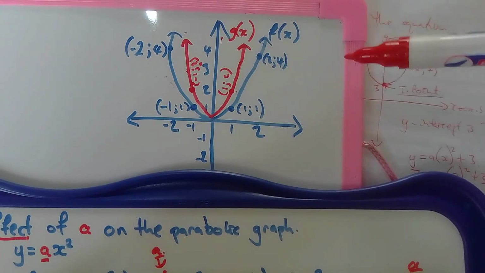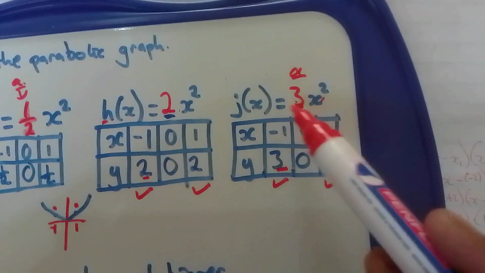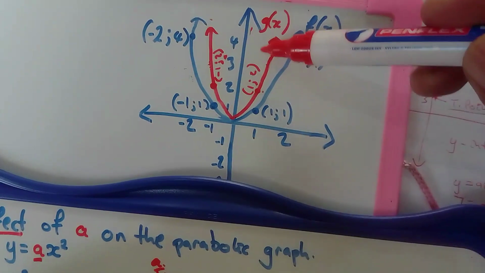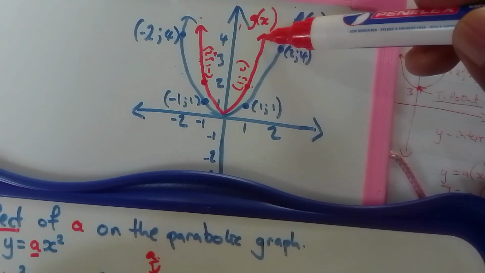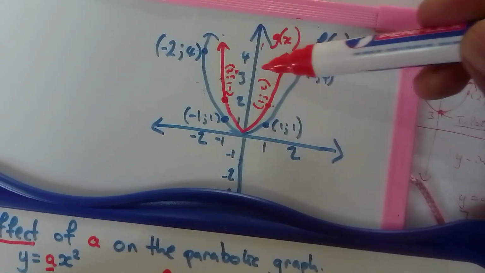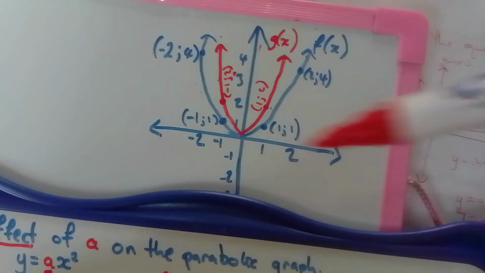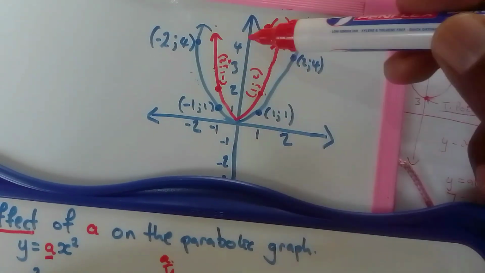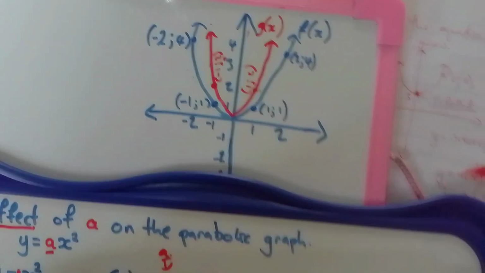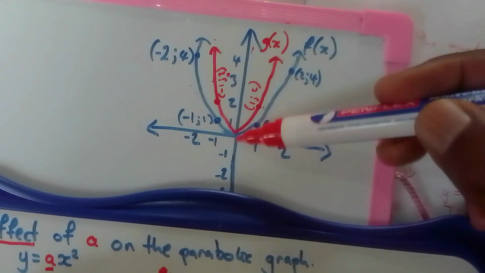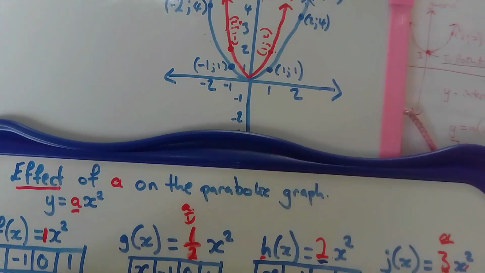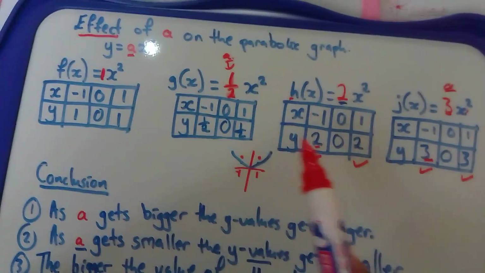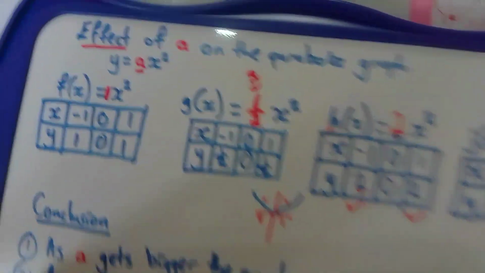So you can also investigate on your own. You can use this one. J of x is equal to 3x squared. Definitely it will be more inside because 3, remember, is bigger than 2. If you use 4, it will be way closer. However, it will never touch the y-axis. All the values that you can investigate with, they only get closer to the y-axis. They never touch the y-axis. So in terms of this table, that's the conclusion that we can draw.